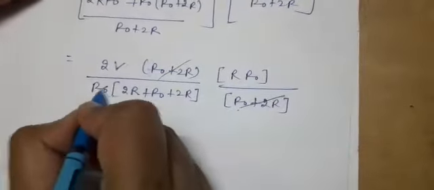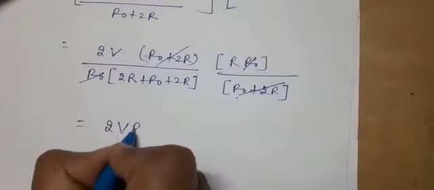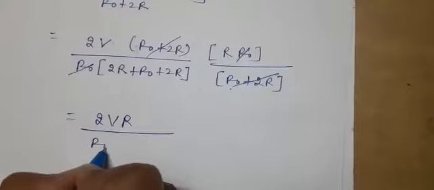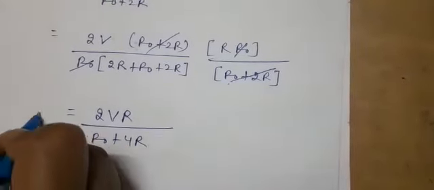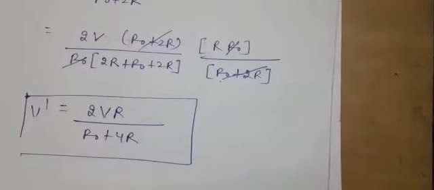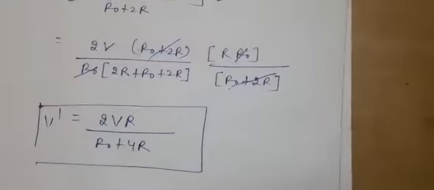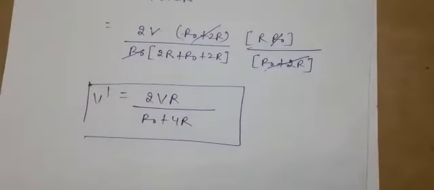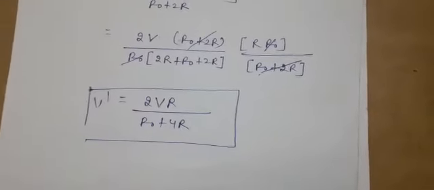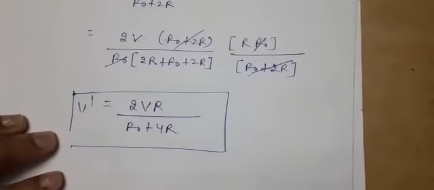This will cancel out. R0 will also cancel out. So what are we getting? 2VR upon R0 plus 4R. So basically this is the voltage fed into the circuit when the slider is exactly midway. It means out of total resistance R0, when half of this resistance is considered, this will come out to be the potential difference.